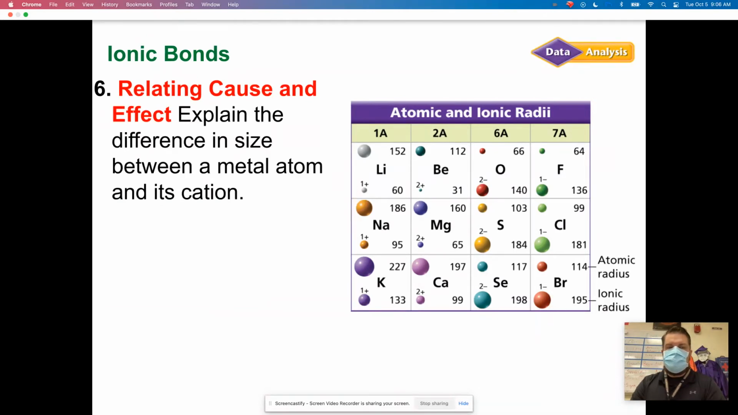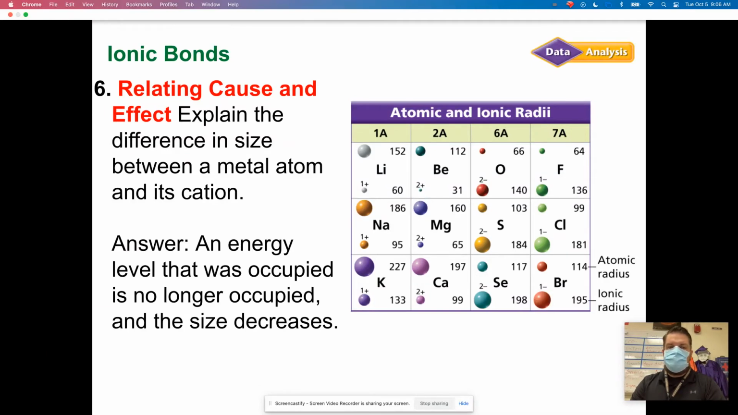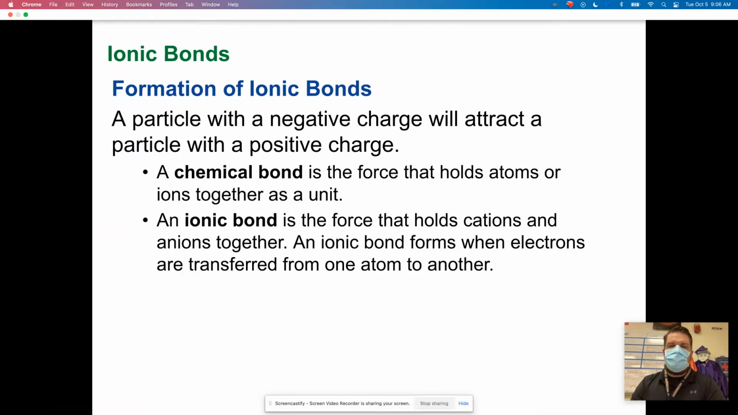So explain the difference in size between a metal ion and its cation. So the energy level that is occupied is no longer occupied, so the size decreases, which kind of makes sense when you think about it. So the formation of ionic bonds occurs when a particle with a negative charge will interact with a particle with a positive charge.